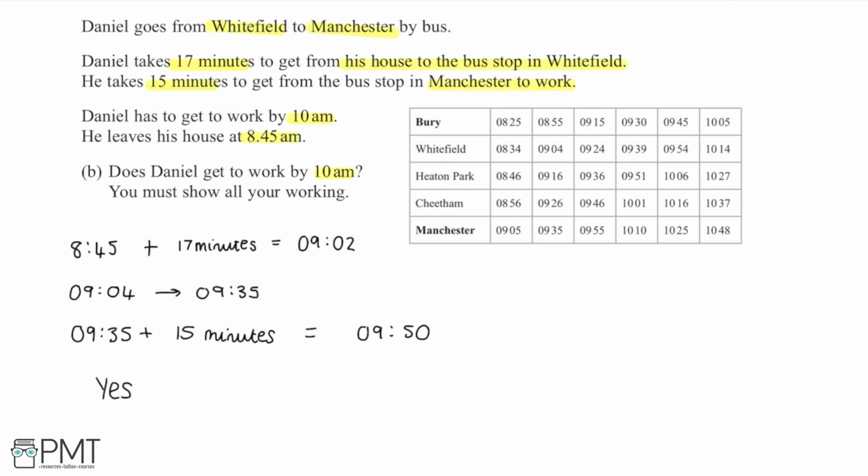And then a second mark is going to be for the process to use a bus time from Whitefield to Manchester with other times. So either doing this original 17 and then calculating the bus time and working out when he'll get to Manchester, or at the other end, adding on this 15 minutes to a time that the bus reaches Manchester. And then the final mark here is going to be for the conclusion. So we've concluded with yes, and that's supported by the correct figure of the time that he will get there, which is 9:50.